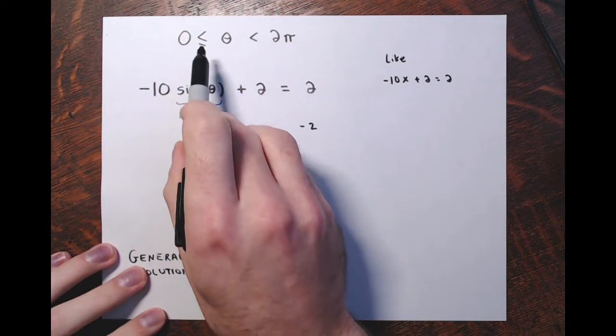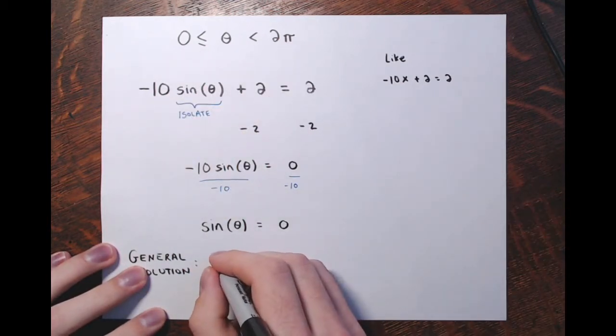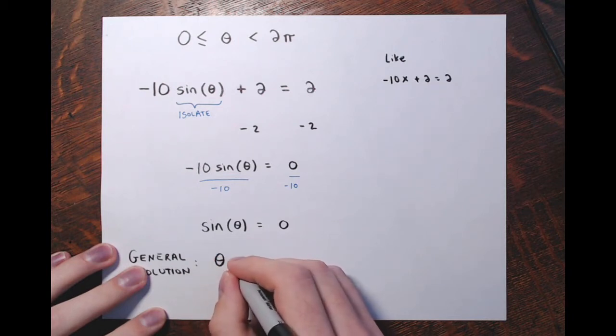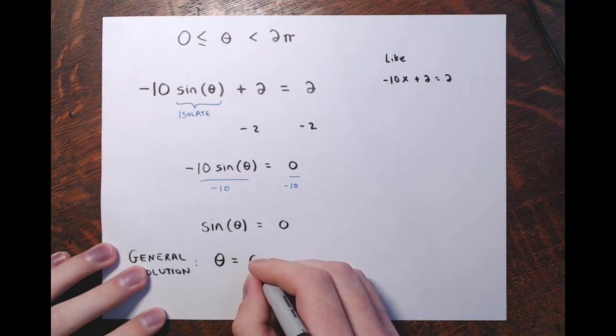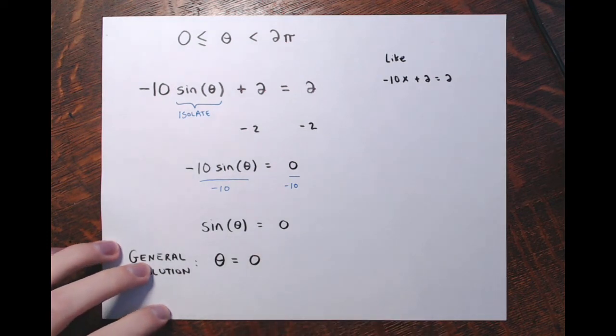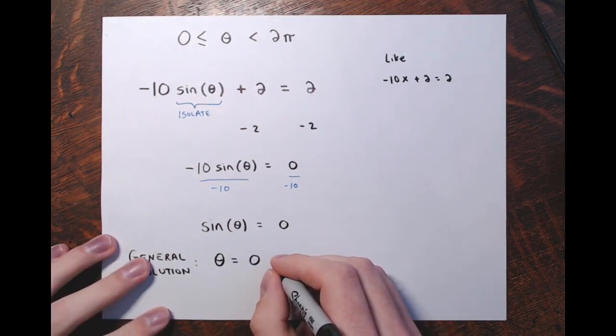Now, if you do think once around the unit circle, right, remember the unit circle, I could replace theta with, remember the sine of 0 was 0, right? Theta could be 0, right? The sine of 0 was 0. And then you're going to see this quite often.